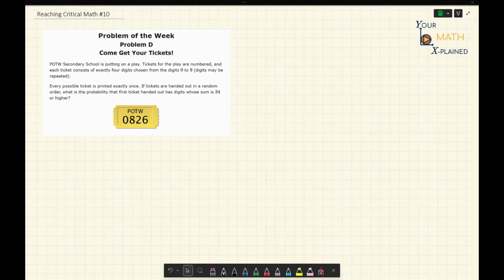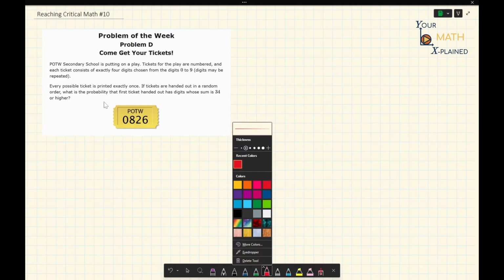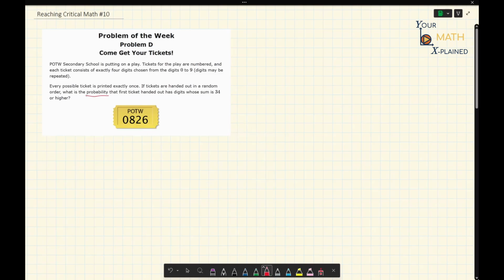In this problem, we're looking for probability. And anytime I see that, the first thing that comes to mind is how to create that probability statement. We would like the number of favorable outcomes all over the total number of outcomes. So I'm going to start with the bottom.